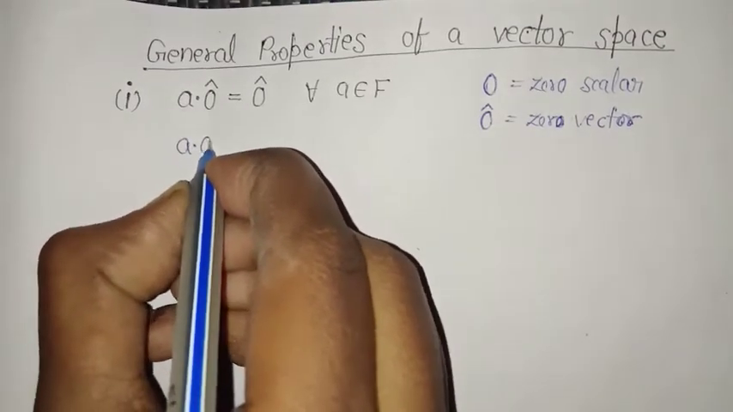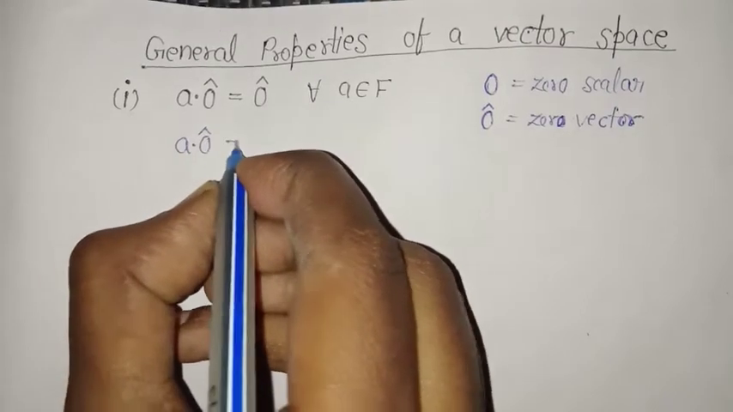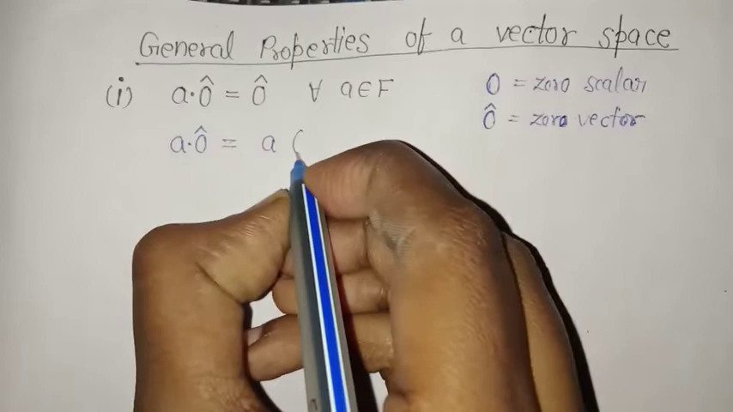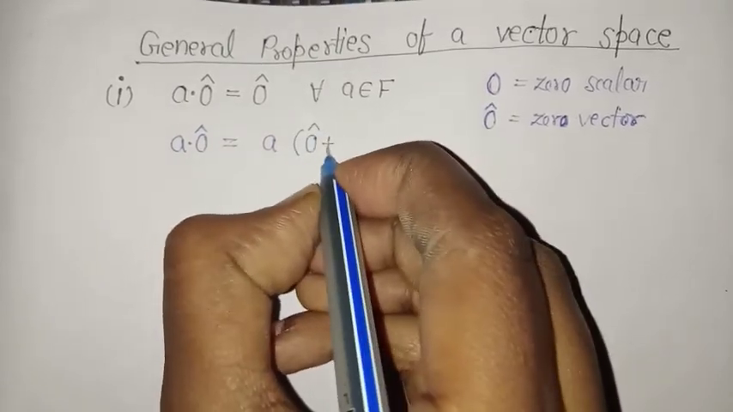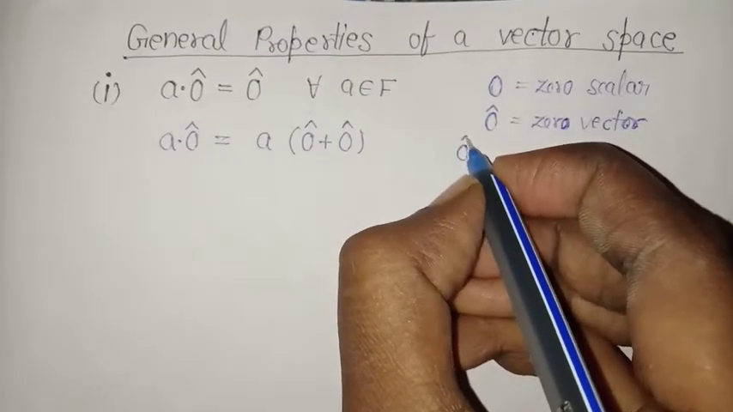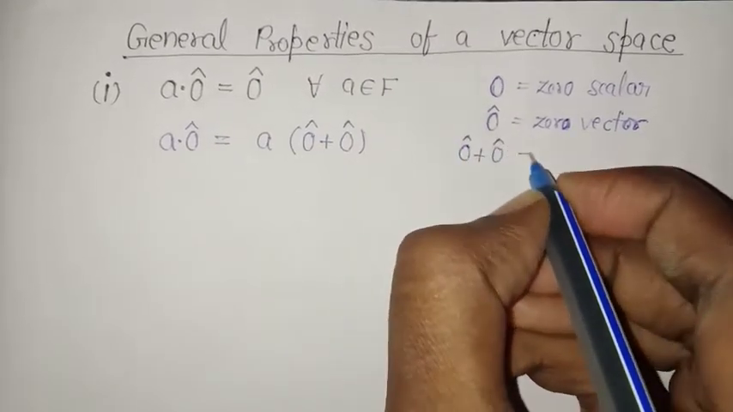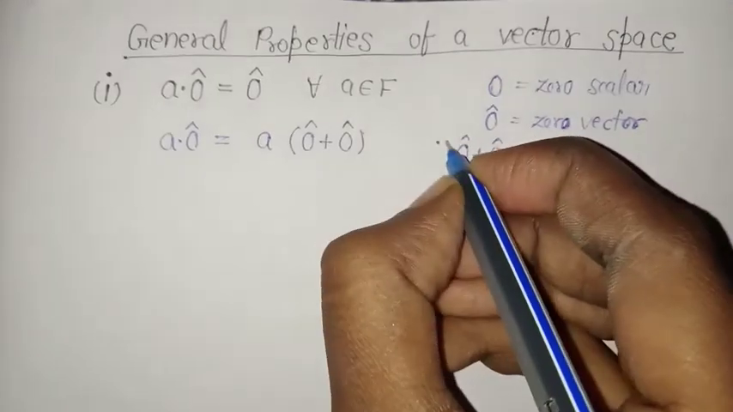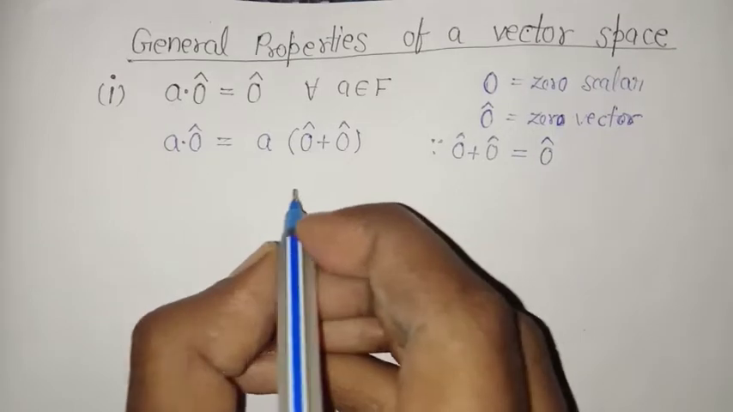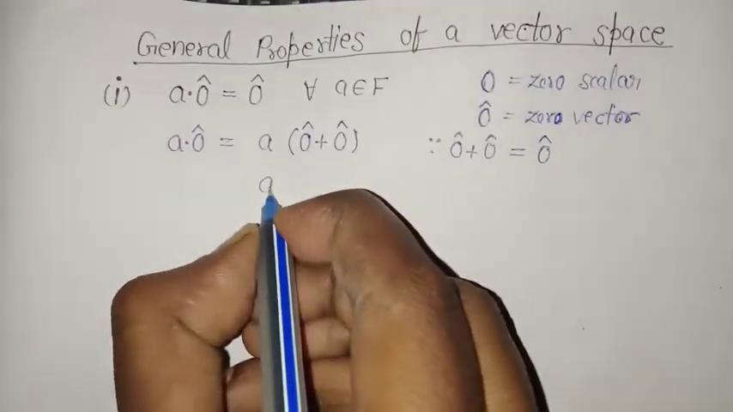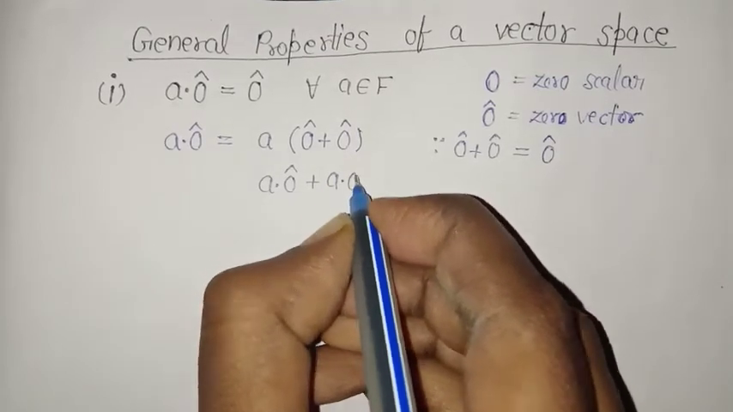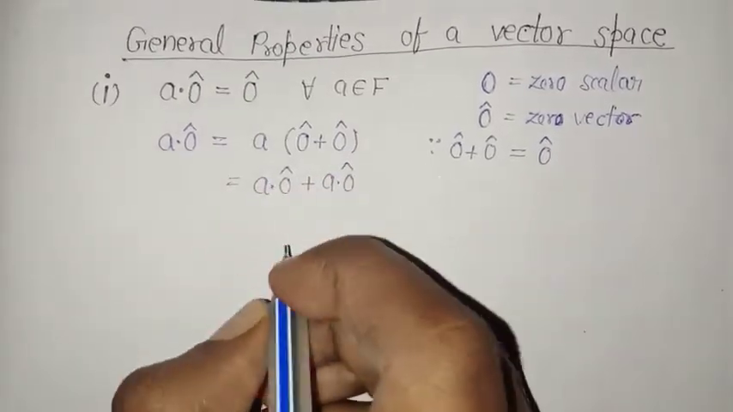So a dot 0 vector. This 0 vector can be written as the sum of two 0 vectors, so we can write it like this: 0 vector plus 0 vector, since the sum of two 0 vectors is again a 0 vector. So we are using this. If I use the distributivity over these two 0 vectors, then this becomes a dot 0 cap plus a dot 0 cap by using the distribution law.